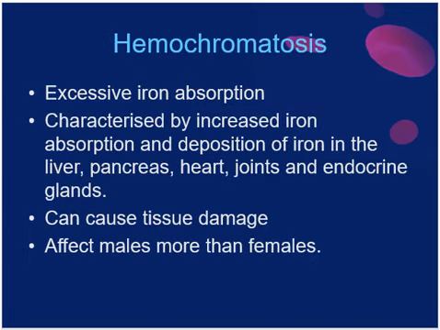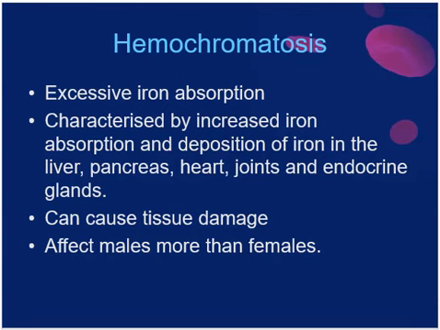We know that this is an excessive iron absorption. We know that with that iron absorption, iron is deposited in the liver, the pancreas, the heart, joints, and in the endocrine glands. And when it collects there, it can cause tissue damage. We know that it affects males more than females. Most patients are symptomatic, approximately 75% of them. Early symptoms may include fatigue, impotence, arthralgia.